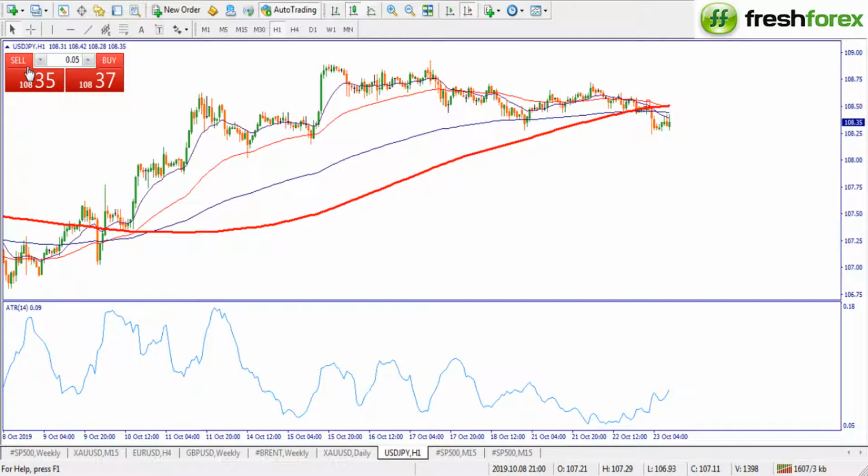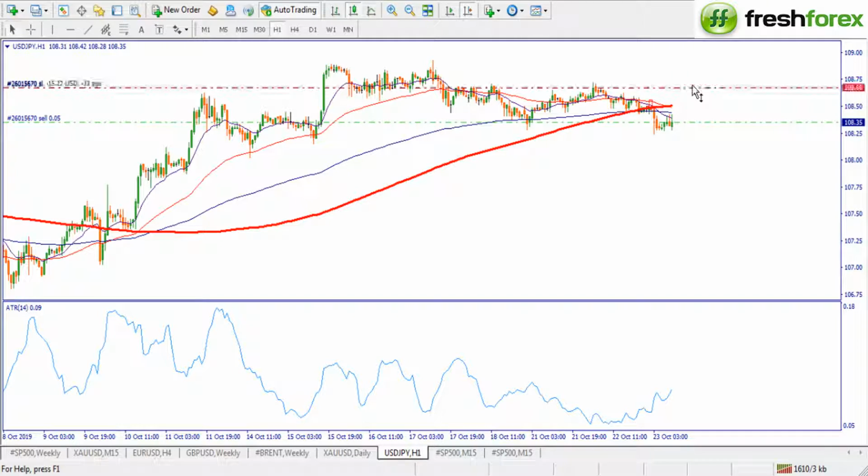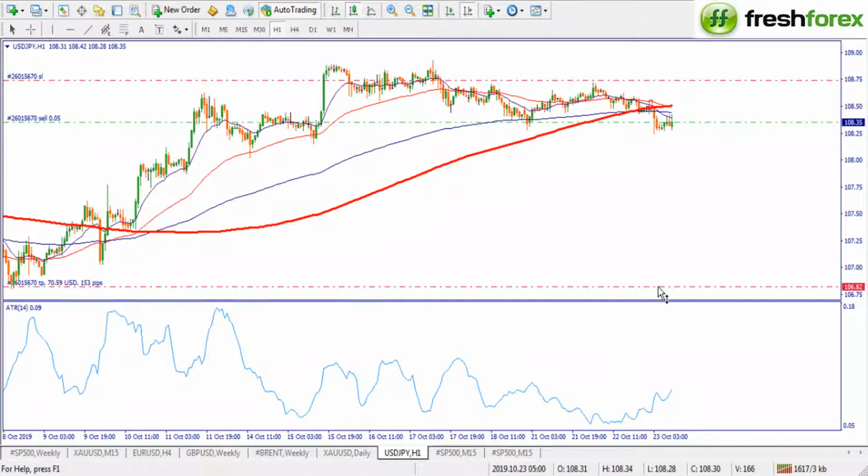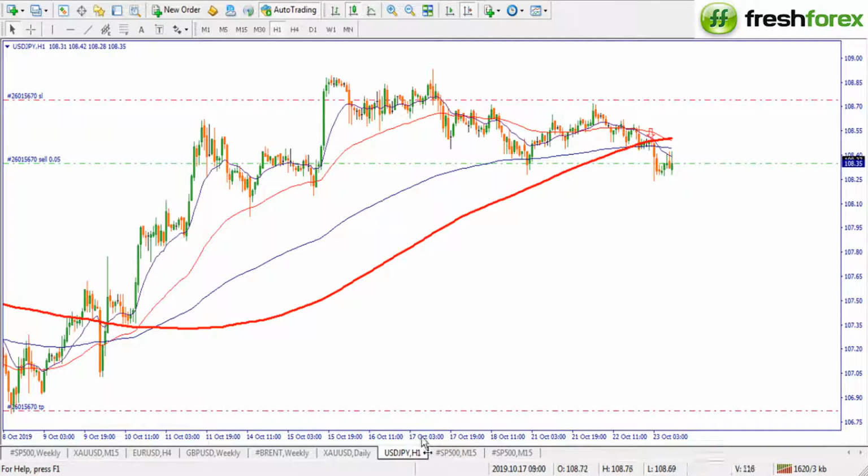Have your stop loss above this level, above 108.74. Then your take profit needs to be here, somewhere around 106.82. This is where your stop loss should be at. So we'll move forward to the next one, SP500.